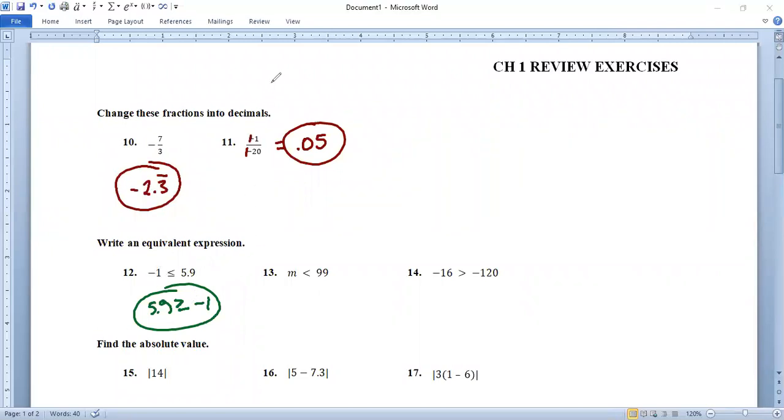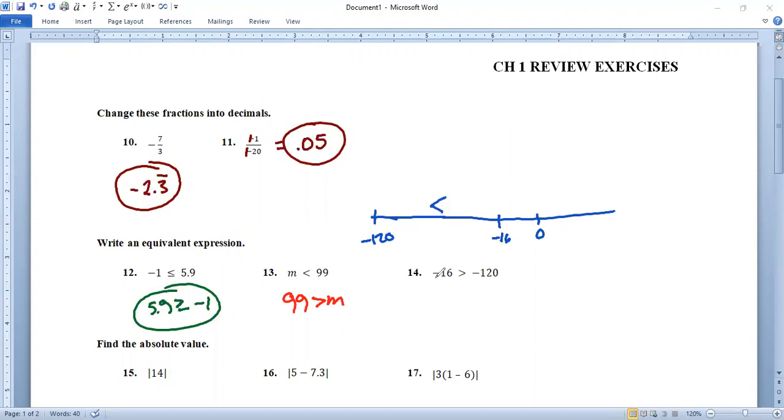Number 13, m is less than 99 is the same as saying 99 is bigger than m. Exact same statement. And number 14, -16 is larger than -120. Now, first of all, we should note that this is a true statement. If you were to have a number line here where there's 0 and there's -16, -120 is way down here, a long ways. And -16 is indeed larger than -120.